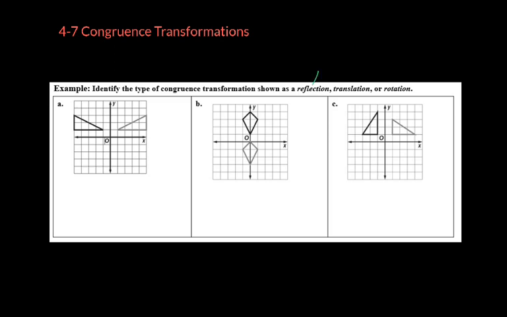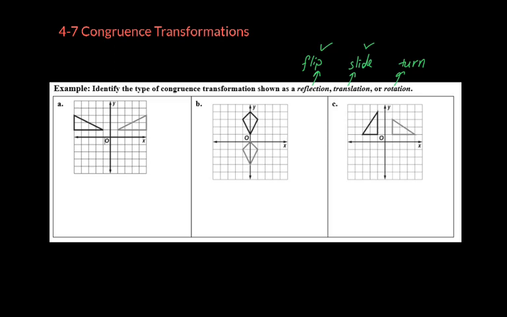Some of you may already know what reflection is. It's called a flip. Translation is sliding a figure and rotation is turning it. So identifying a flip and a slide is going to be easier than identifying a rotation.